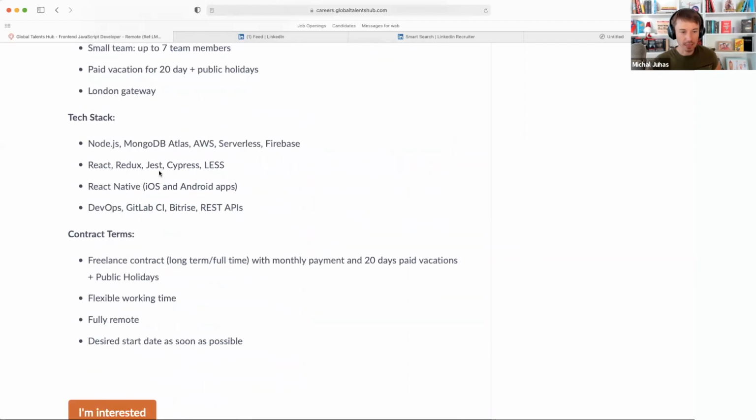Otherwise, the technical stack, it is modern, but it's not, I mean, crazy by any means. It's not crazy old. It's not crazy new. It's a relatively standard, modern technical stack. So they use Node.js on the backend. They use Amazon Web Services. They go serverless.